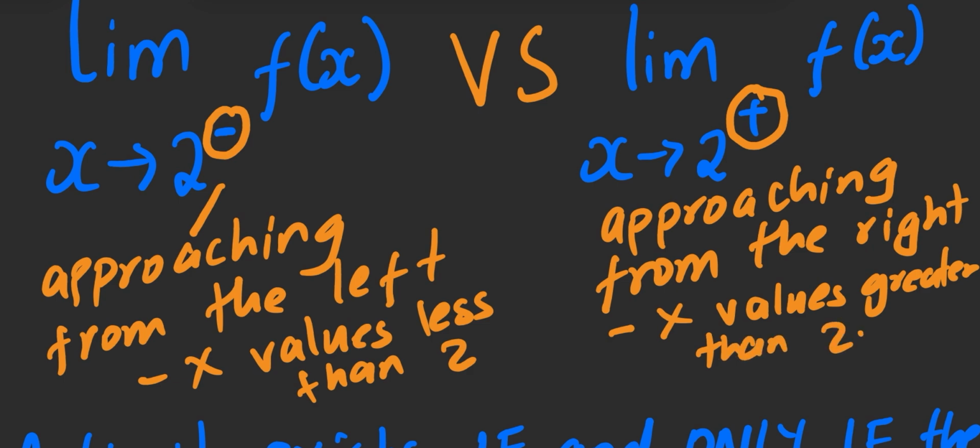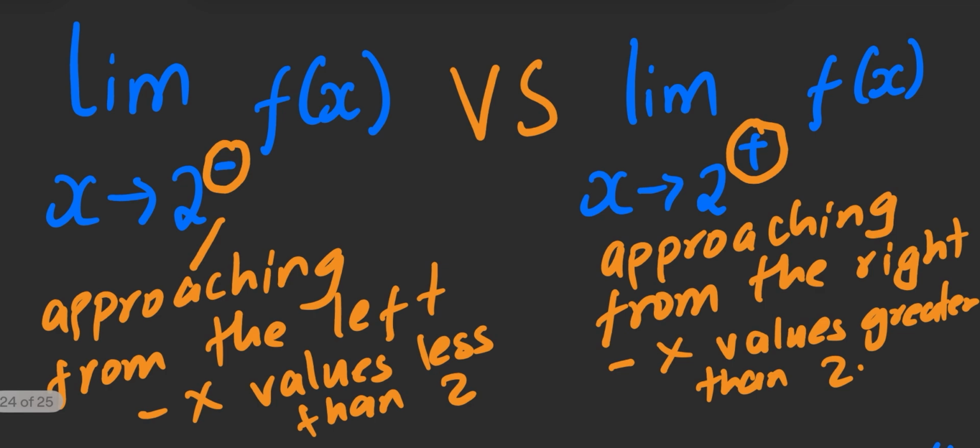So remember from the previous video how you read the limit notation. This one is basically asking, what is the limit as x approaches 2 from the left-hand side of f of x? What is the limit as x approaches 2 from values less than 2 of f of x? And on the right-hand side, what is the limit as x approaches 2 from the right-hand side of f of x, or the other way, what is the limit as x approaches 2 from values greater than 2 of f of x?